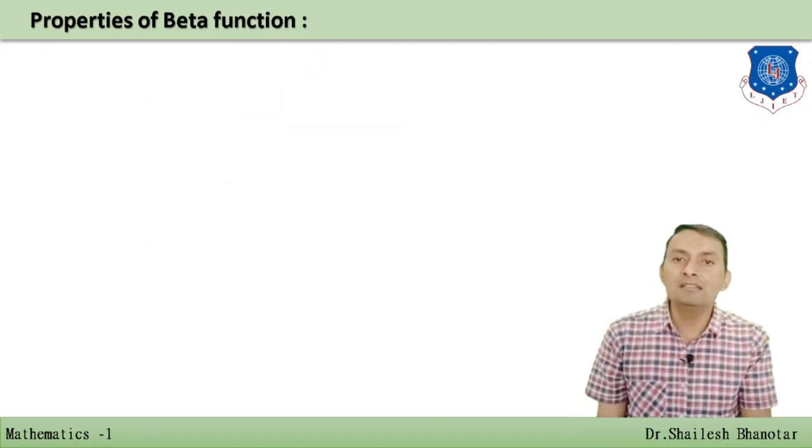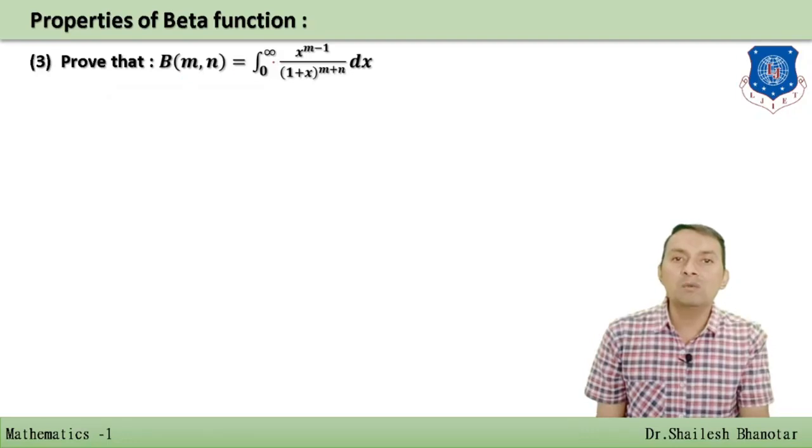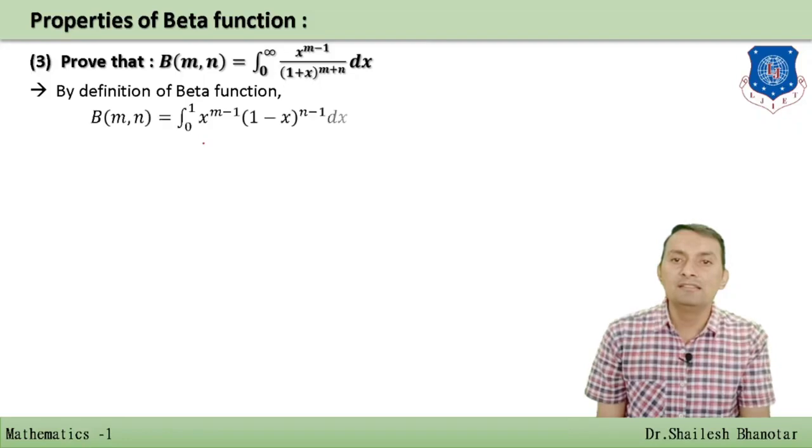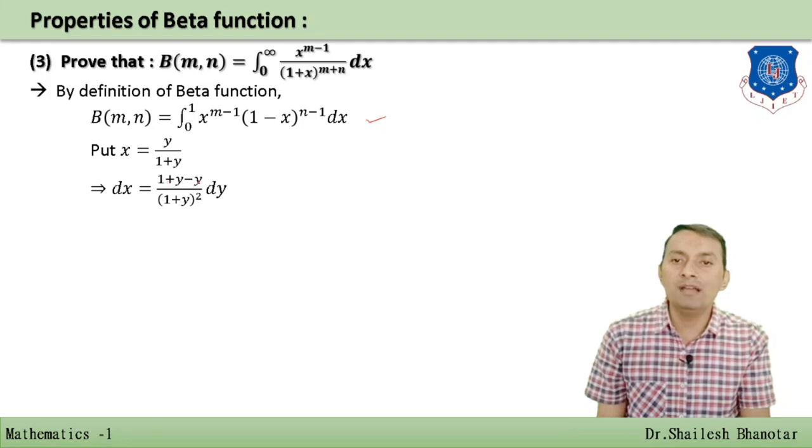Now we have another property. Prove that beta(m,n) is equal to the integral from 0 to infinity of x raised to m minus 1 divided by (1 plus x) raised to m plus n dx. Now using the first definition of the beta function, I have to assume that x is equal to y divided by 1 plus y. When we differentiate on both sides, dx is equal to (1 plus y minus y) divided by (1 plus y) whole square. So y will be eliminated, and I will get 1 divided by (1 plus y) raised to power 2 into dy. Now I have to change the limit.